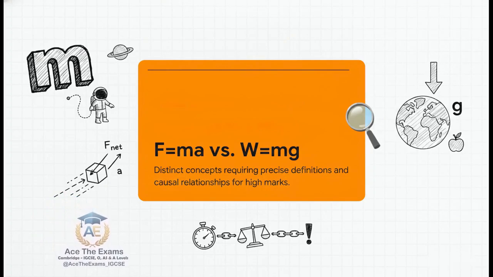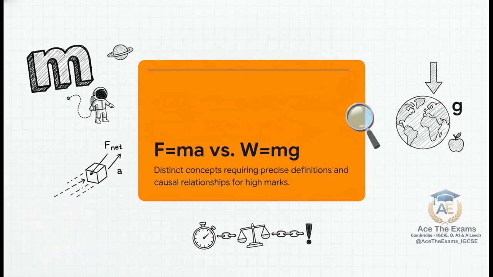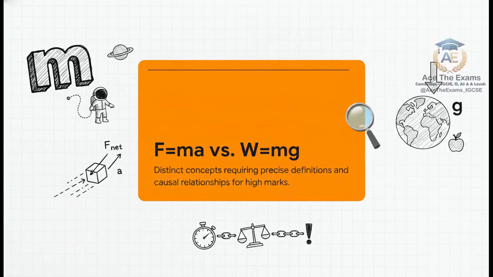They are not interchangeable. Mass, denoted by that little m, is an intrinsic scalar property of an object. It literally does not change whether you are sitting in a Cambridge examination hall in London or floating in deep space. It is just the amount of matter. Weight, however, denoted by W, is a vector. It is a specific, downward-acting force caused by the gravitational acceleration g acting upon that mass.